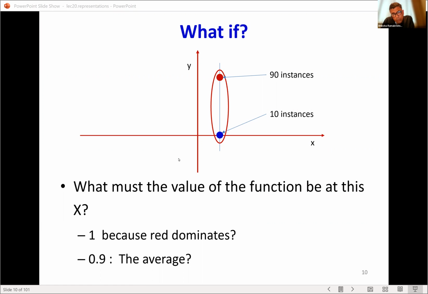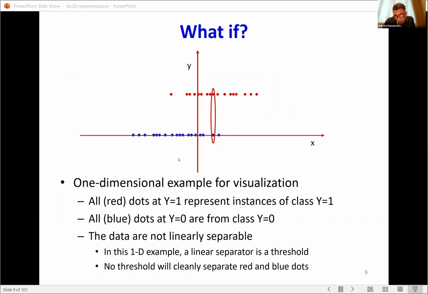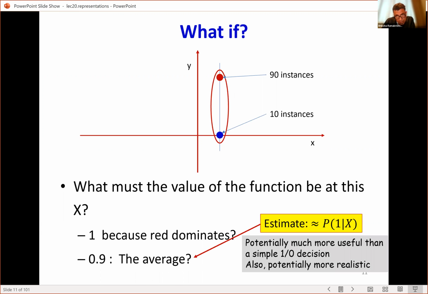But now, suppose I have all of these 100 instances, but they're not all exactly at the same value of x. So again, this 0.9 is actually an estimate of the a posteriori probability of the class 1 given this input x. Because 90% of the data belong to class 1, when I say 0.9, you're basically saying what is the probability that a randomly sampled instance with this value of x will belong to class 1, and that probability is going to be 0.9. So that's why we like 0.9, right?